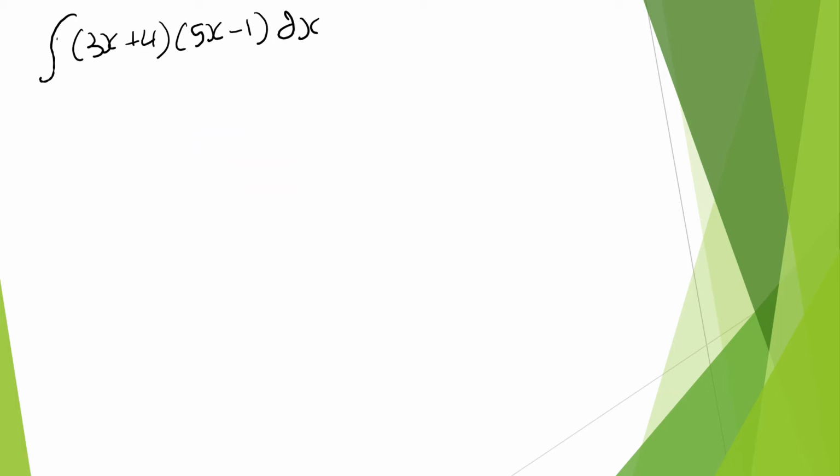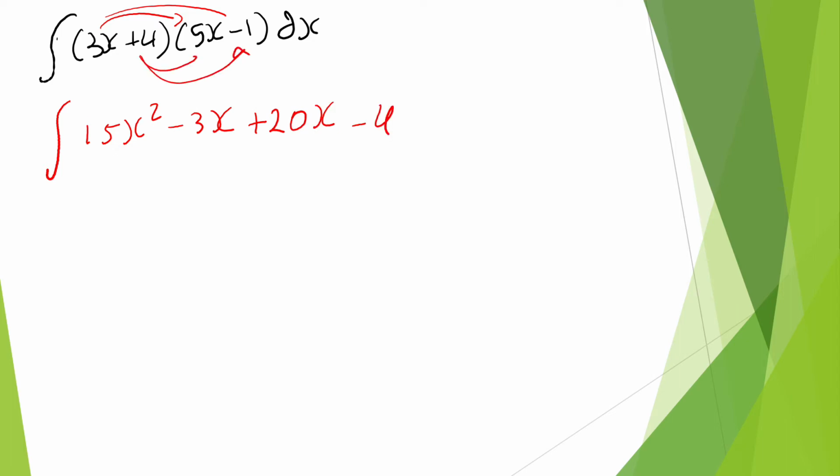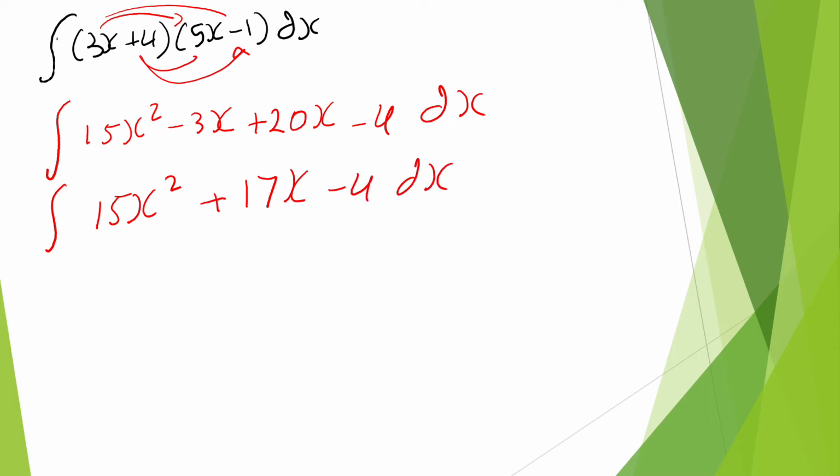The next one: there is no product rule for integration. So you will have to expand first. We need to prepare our expression for the integration first. So we keep the integration sign and we expand and simplify. We have 15x squared minus x plus 20x minus 4 with respect to dx. Then I expand and simplify first: 15x squared plus 17x minus 4 dx. Now my expression is ready to be integrated.